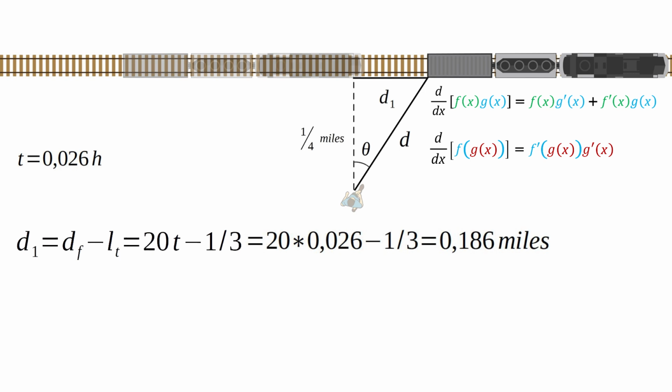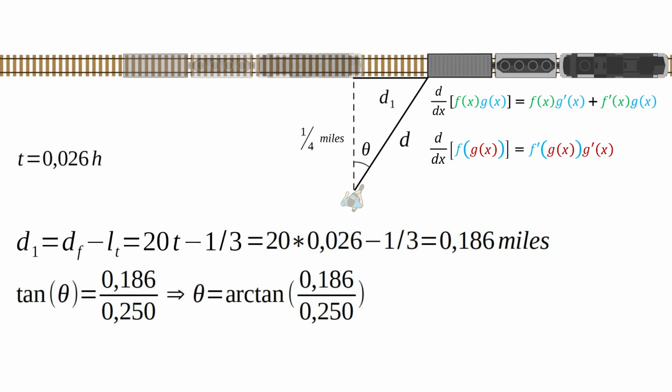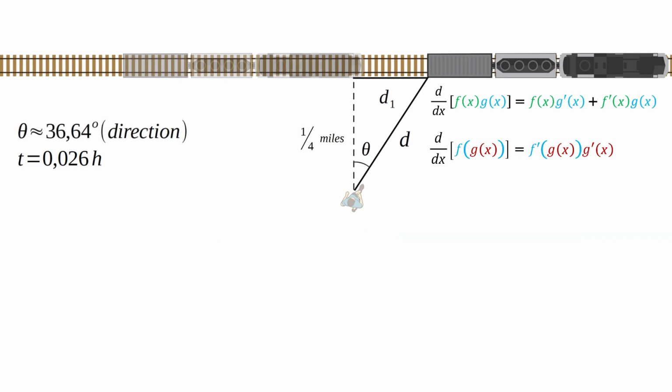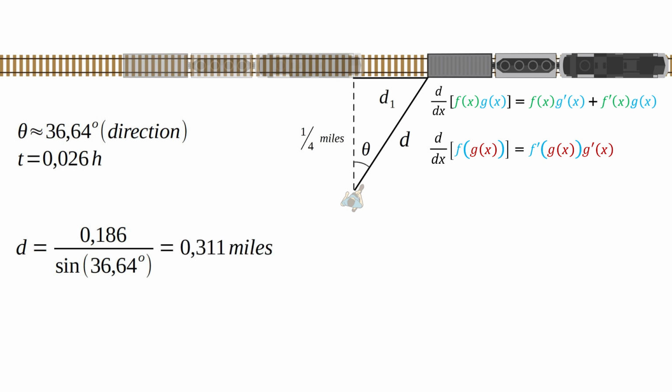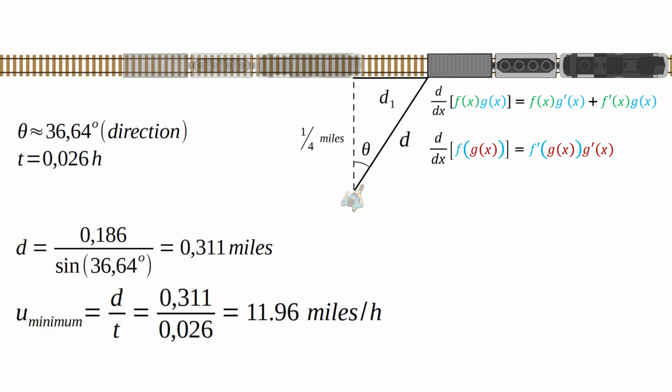Now we can find the angle at which the passenger has to run, which is tangent theta equals 0.186 miles over 0.250 miles, so theta equals arctangent of 0.186 over 0.250, which is approximately 36.64 degrees. Now we can find the distance d that the passenger traverses in order to catch the train, which is 0.186 over sine of 36.64 degrees, approximately 0.311 miles. And so the minimum speed needed is d over t equals 0.311 over 0.026, which is 11.96 miles per hour.